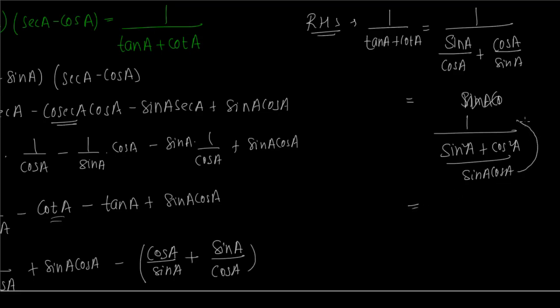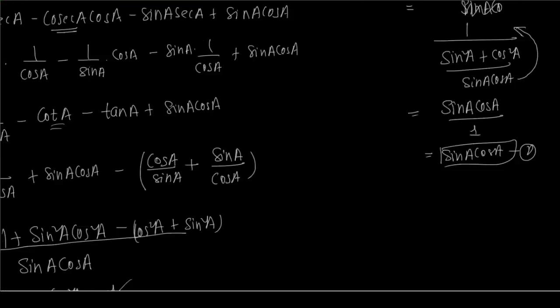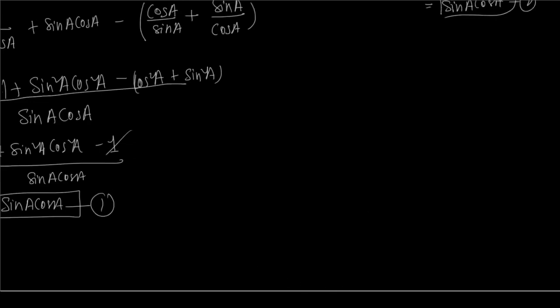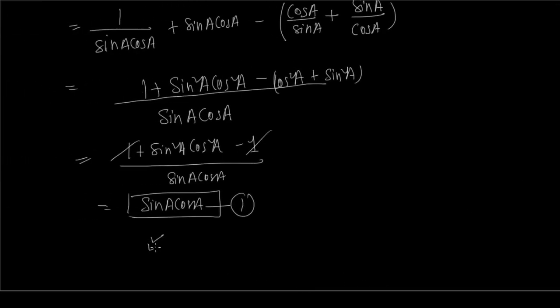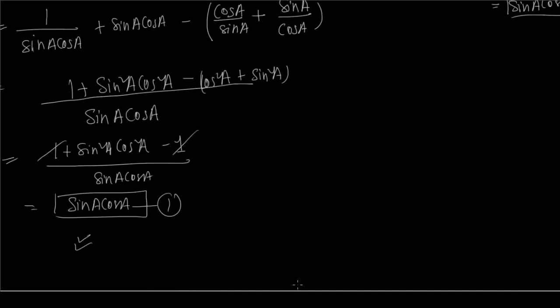But this sin A cos A moves here. Clear? Because it's in the denominator, so this goes in the numerator. So you get sin A cos A by sin square A plus cos square A is 1. So directly you get sin A cos A. Clear? Look at this as equation 2. Now the simplified version of RHS is sin A cos A. But wait, the simplified version of the LHS is also sin A cos A. Clear?